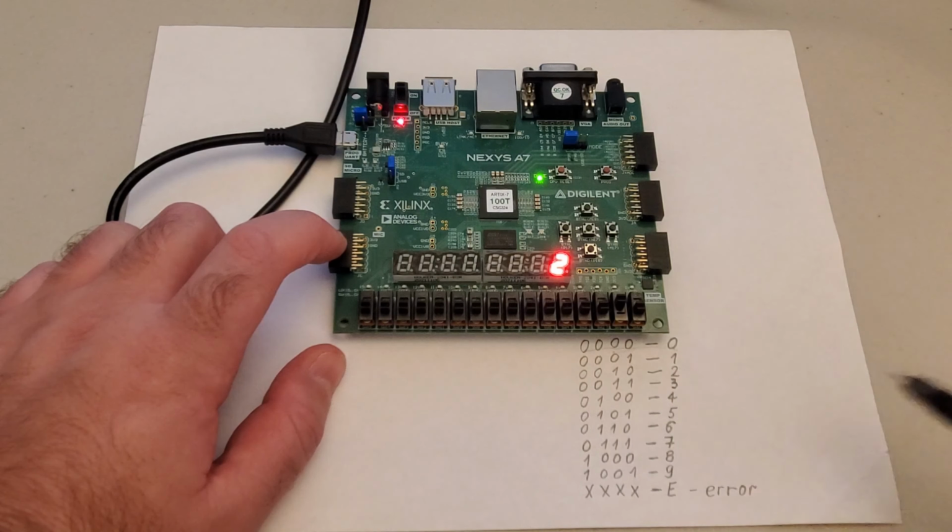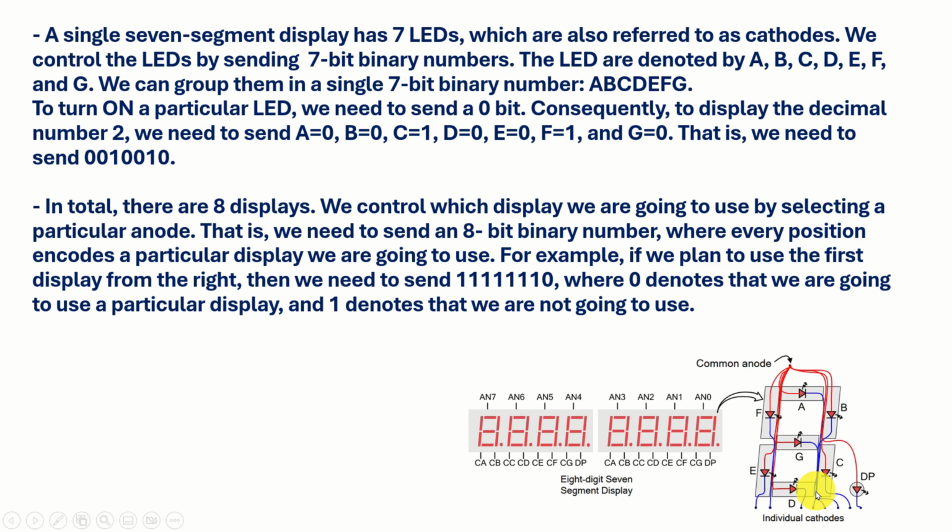Consequently, to display the decimal number 2, we need to send A should be 0, B should be 0. This will turn on both A and B LEDs. Then C is 1. This will keep the C LED off. Then D should be 0, that is, we want to turn on D. Then E should be 0, we are also turning on E. Then F should be 1, that is, F should stay off. And finally, G should be 0. This will display the number 2. To do that, we need to send 0010010.